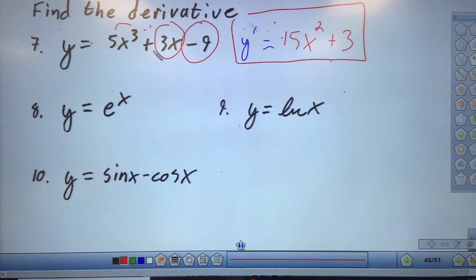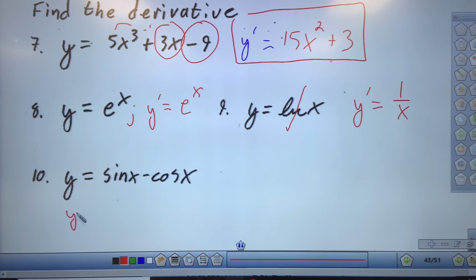The derivative of e to the x is very strange. It's just e to the x. The derivative of ln x, that's an L, that's an N, and that's an x. If you cross out the N, it looks like 1 over x, sort of. The derivative of ln x is 1 over x.